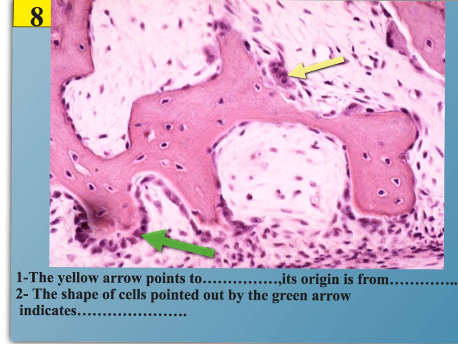The shape of the cells pointed out by the green arrow denotes that it is an active cell. Actually, it is the osteoblast.